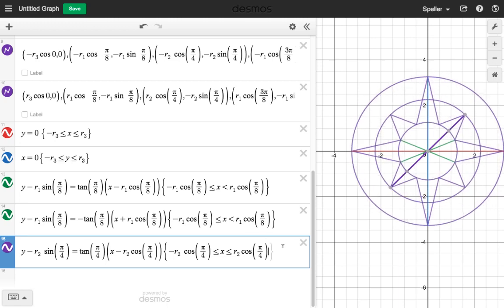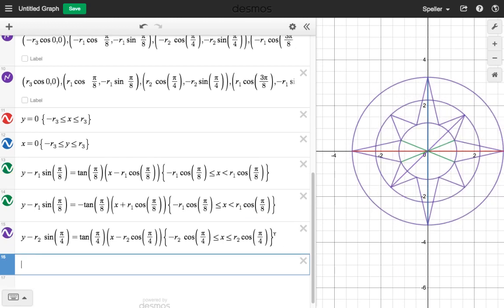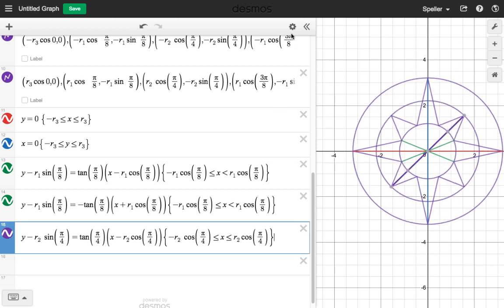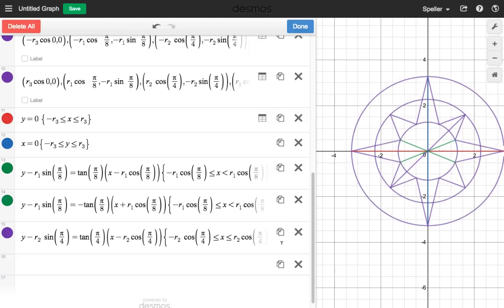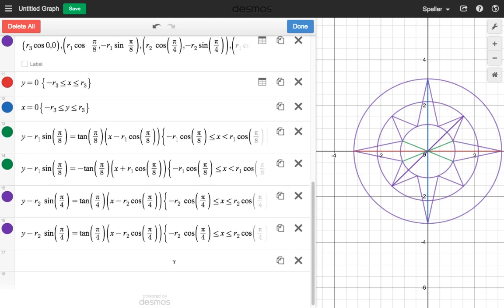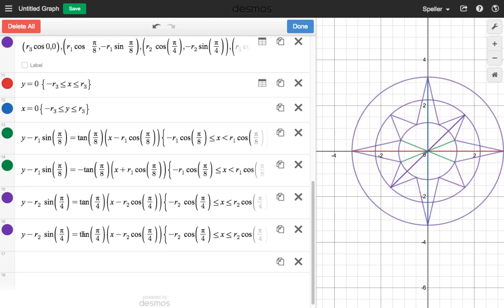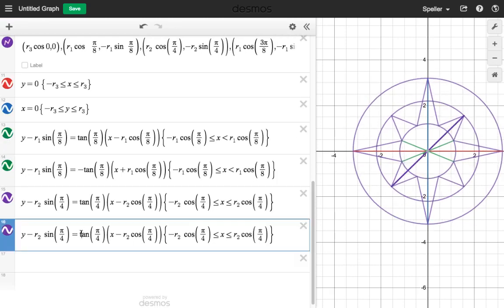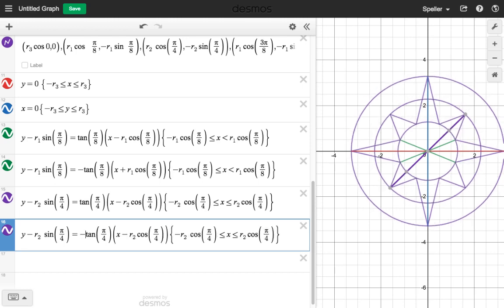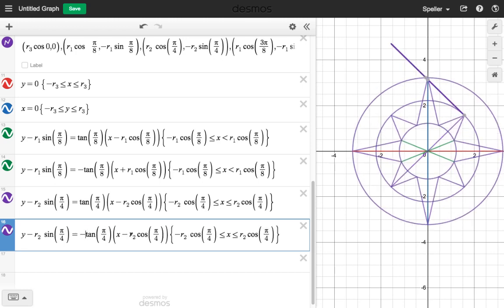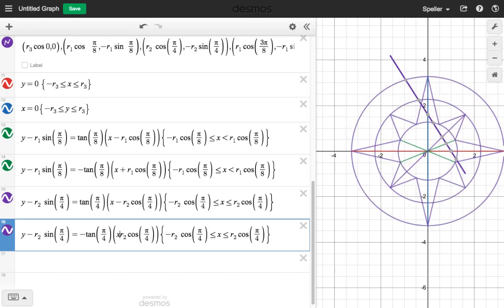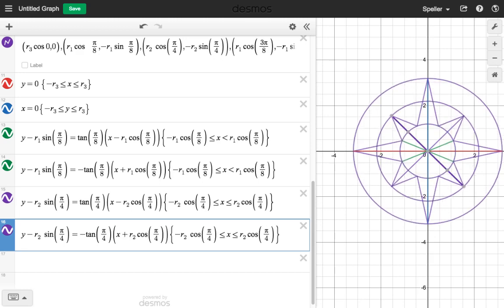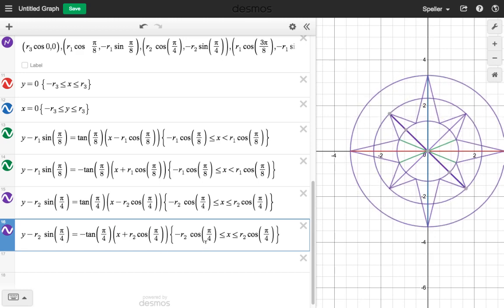Now I want to duplicate this because I want to do the negative. So gear and then duplicate. All right, I want the slope of the line to be negative, and I'm coming from the other direction, so I need the cosine value to be positive. So now that's put in place.